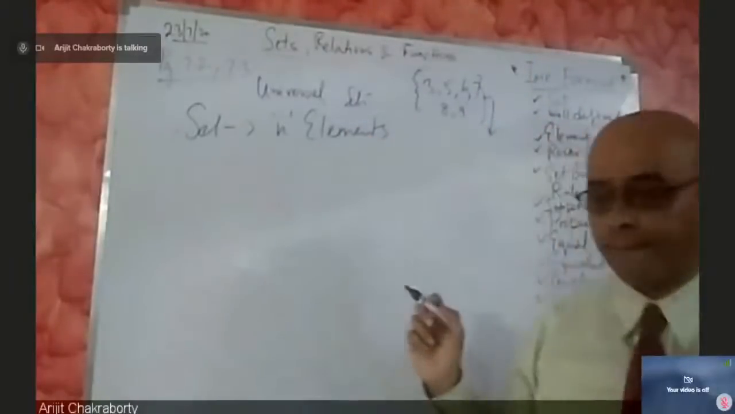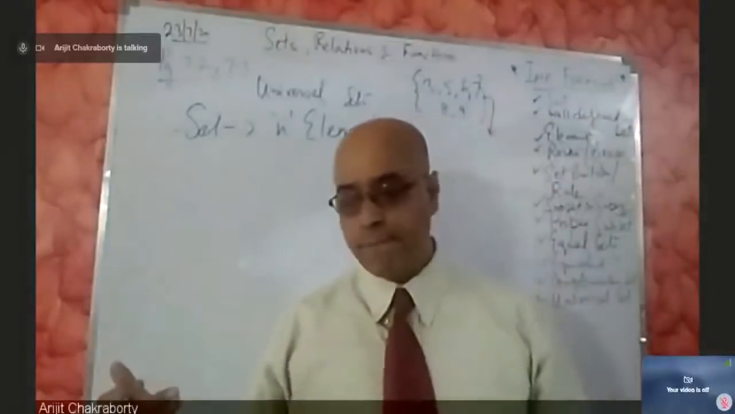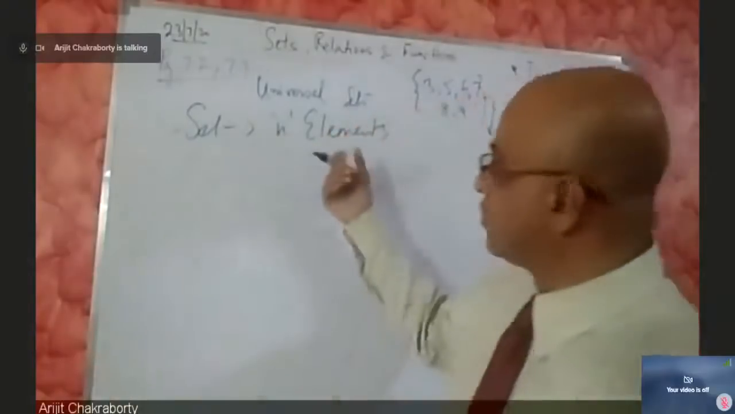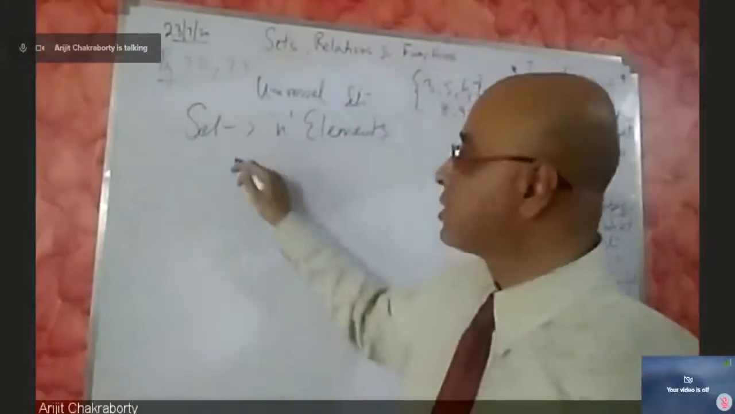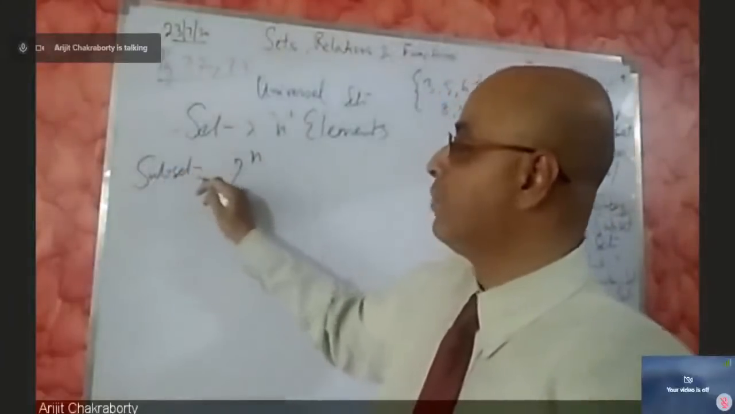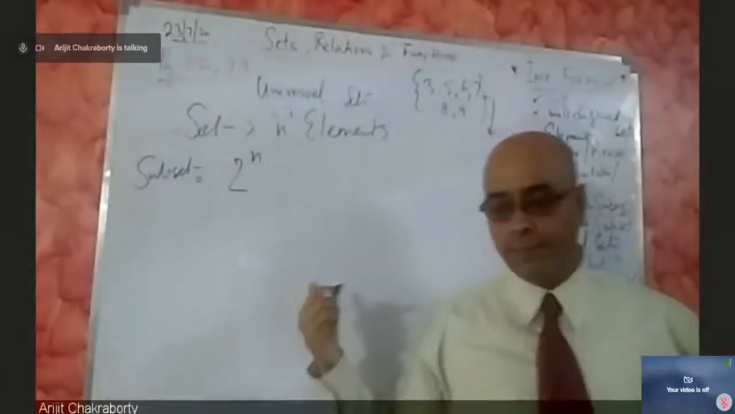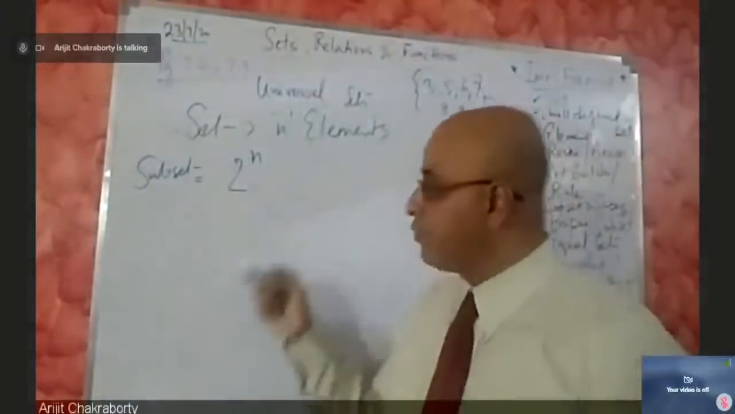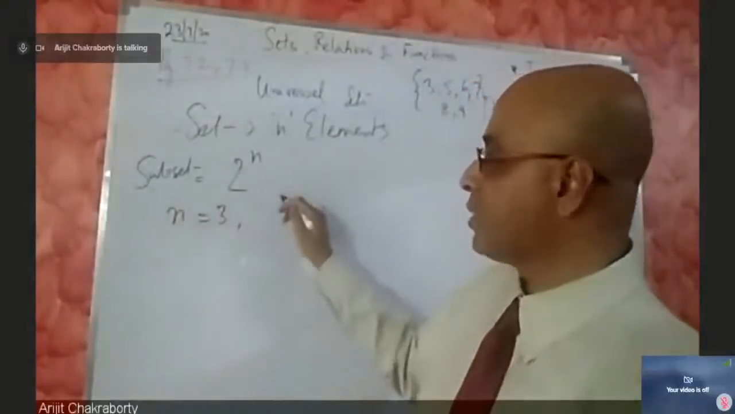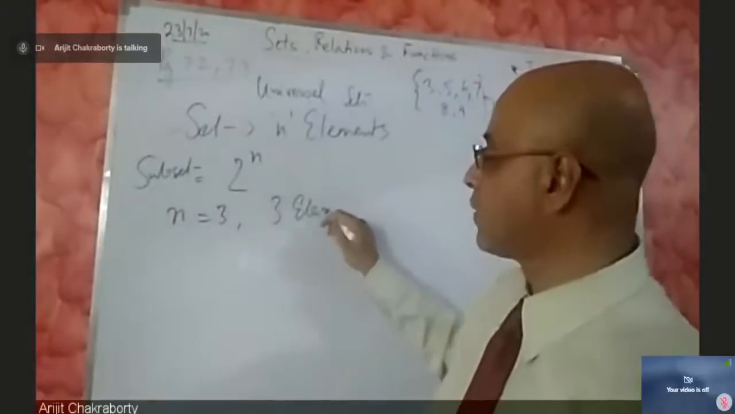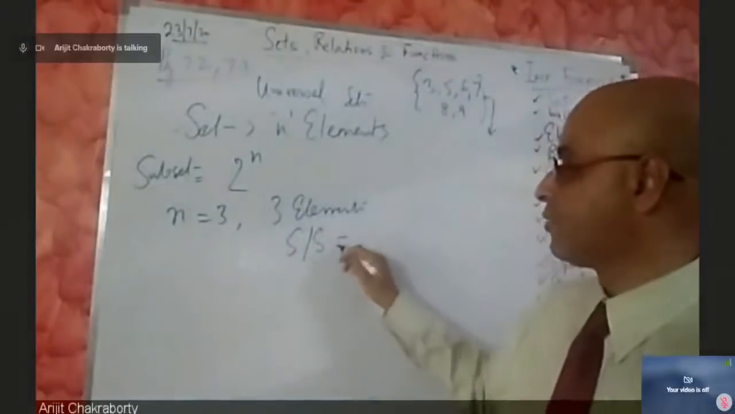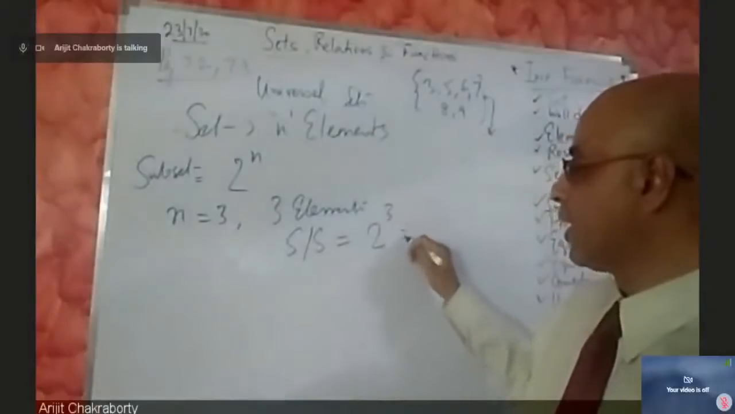Number of elements is n. By definition, how many subsets will it have? The number of subsets it will have is 2 to the power n. Therefore, if n equals 3, that means if a set has 3 elements, then the number of subsets will be 2 to the power 3, that is 8.